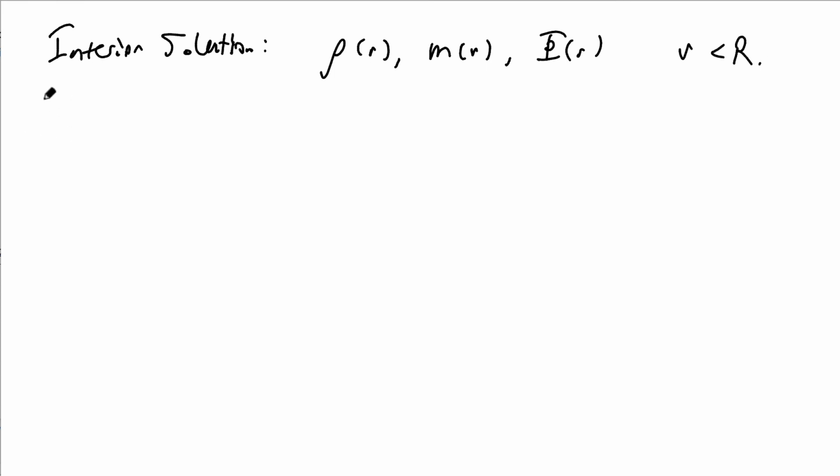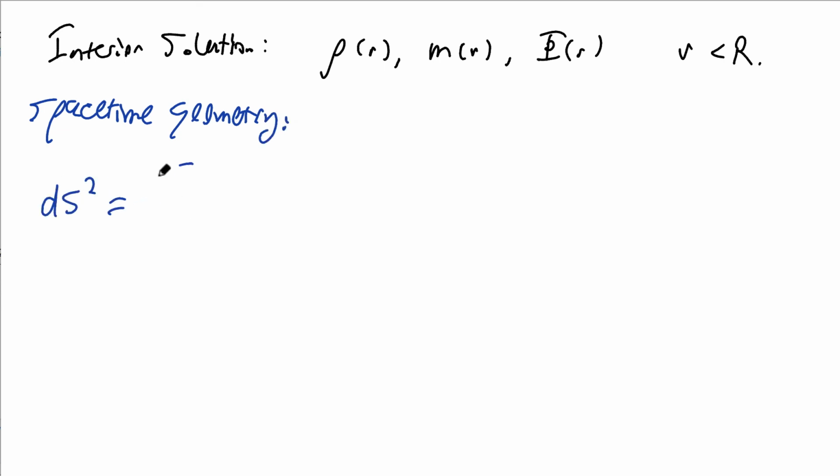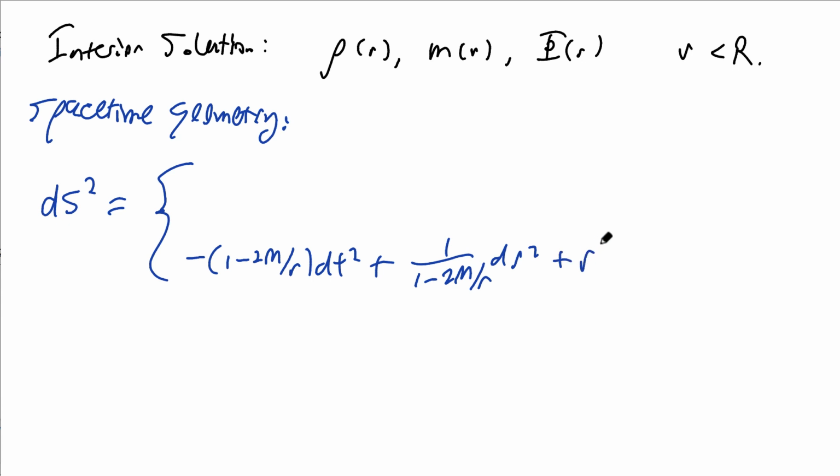And the full space-time geometry is then given by ds squared, one form for the interior, one form for the exterior. The exterior we know is minus 1 minus 2 capital M over r dt squared plus 1 divided by 1 minus 2 capital M over r dr squared plus r squared d omega squared. So this is the exterior solution where the areal radius is greater than capital R.